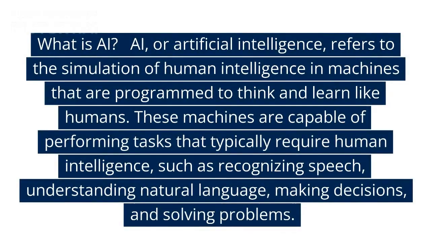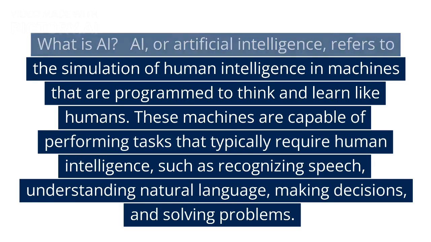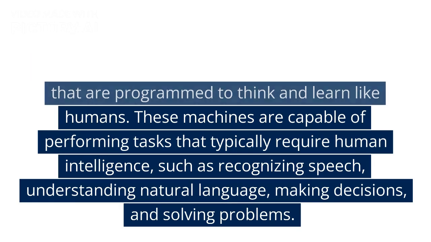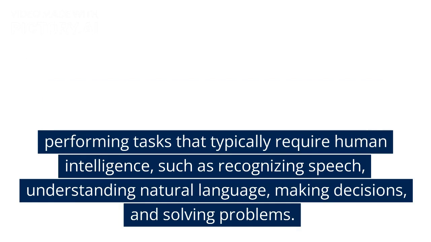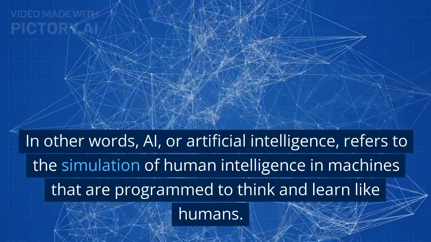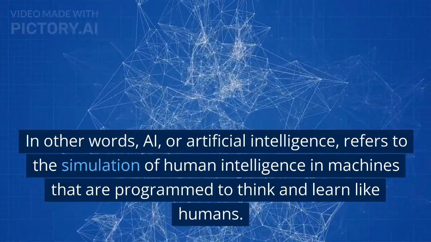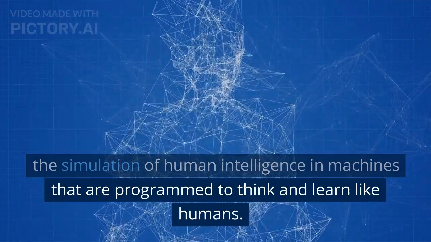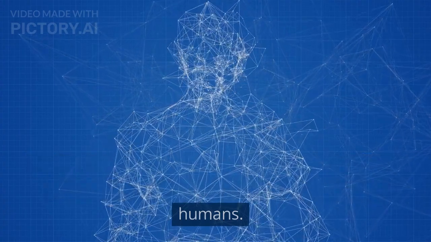What is AI? AI, or artificial intelligence, refers to the simulation of human intelligence in machines that are programmed to think and learn like humans. These machines are capable of performing tasks that typically require human intelligence, such as recognizing speech, understanding natural language, making decisions, and solving problems.